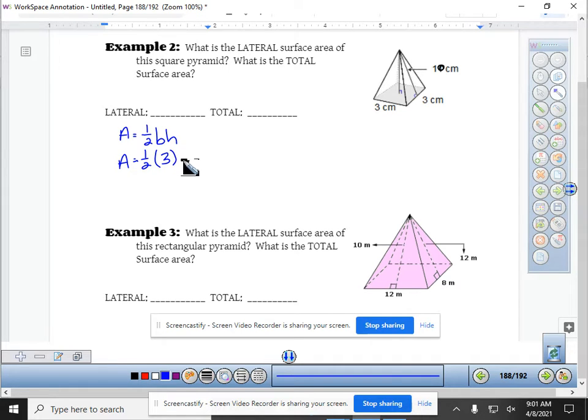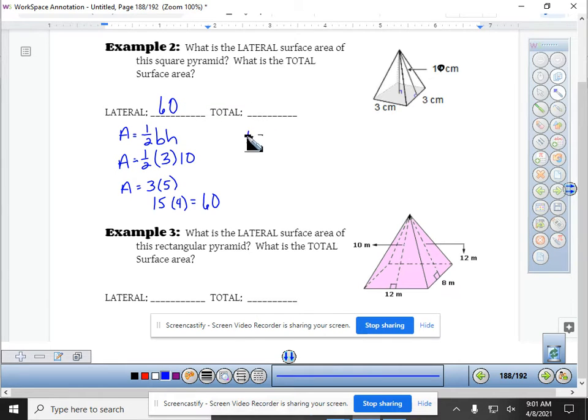What's the height? 10. Perfect. You can have 10, right? What's that? 5. And so the area is 15. That is 1. How many are there? 4. So times 4 gives you 60. The lateral surface area is 60.